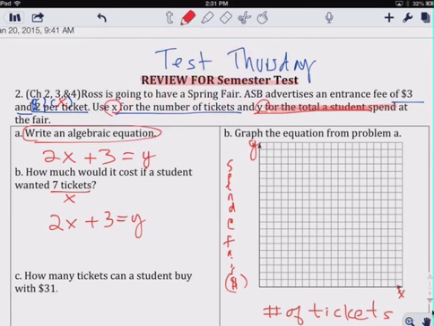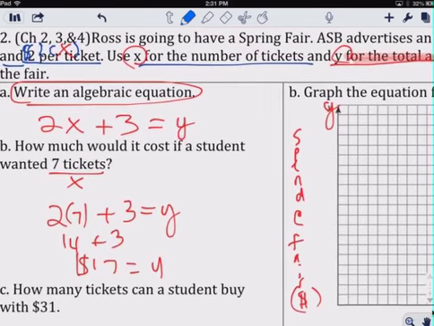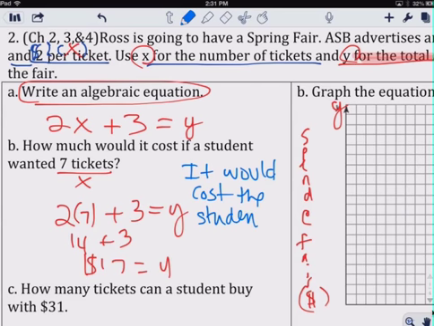You substitute 7 for the X. You get 14 plus 3, you get 17 equals Y. So you would write, it would cost the student $17 for 7 tickets. Now make sure you write it in a complete sentence.